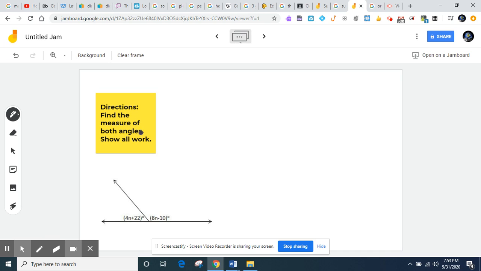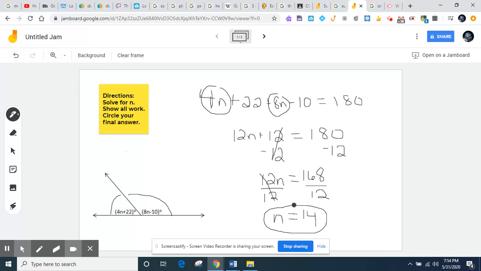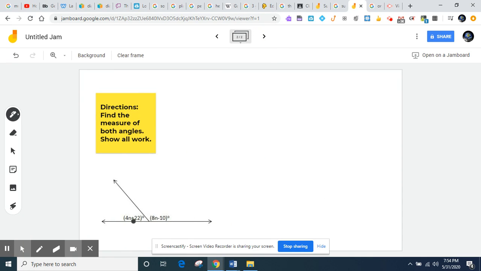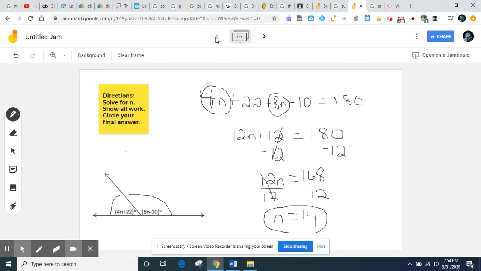Okay, if the directions ask you to do this, that means not only do you have to solve for n, which we just did, but now you'll also have to plug in the value for n into both expressions to find out what the actual angle measures are. Remember that there's two angles here. This was our first angle, and this is our second angle. But we know what n is equal to. n is equal to 14. We know that because we just solved for it over here. Okay, n is equal to 14.